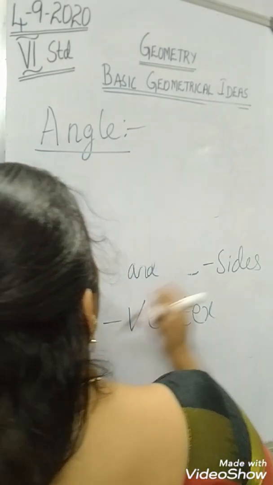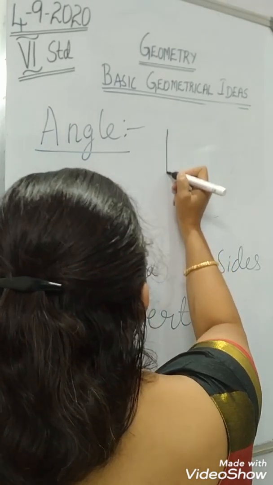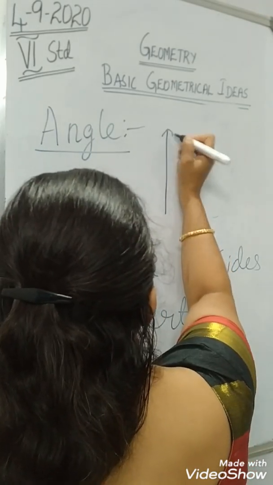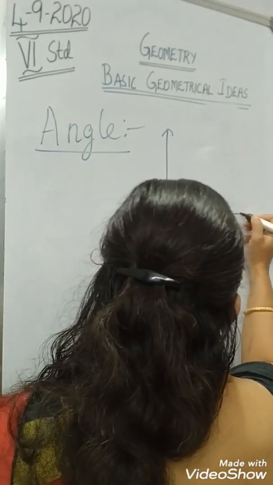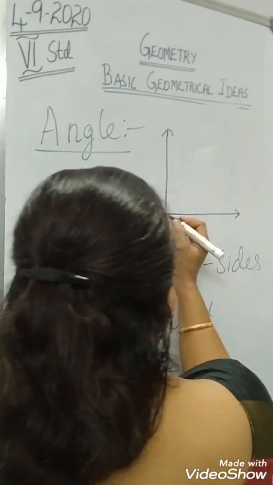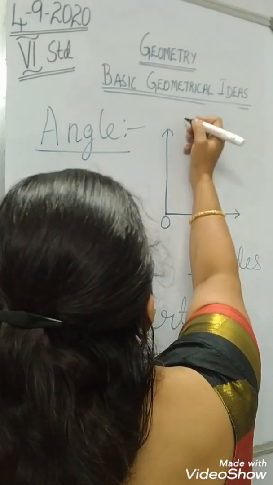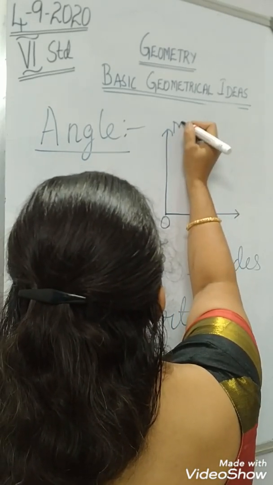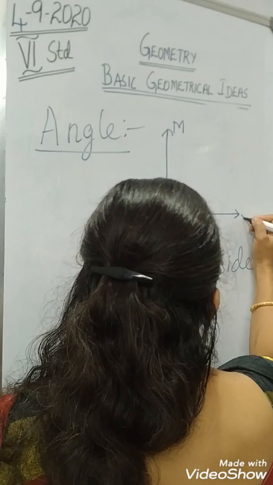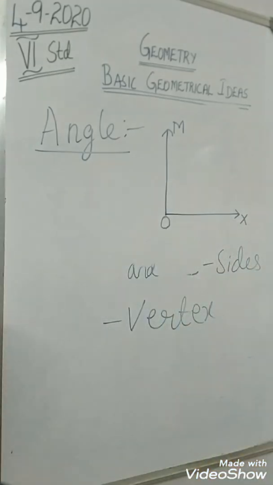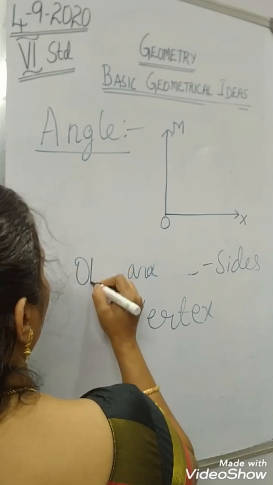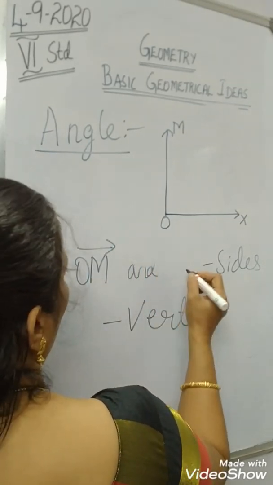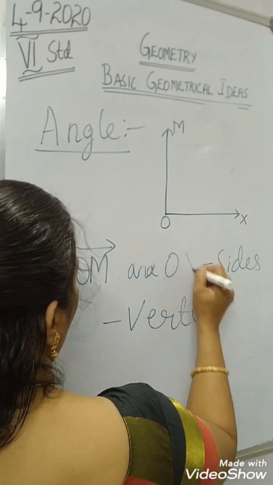Now look here. Here is a ray. Okay. I'll draw another ray which is starting from the same point. It is moving towards this side. So here I will name it as O, here M, here X. So OM is a ray, is it or not? OM is a ray. OX is also a ray.